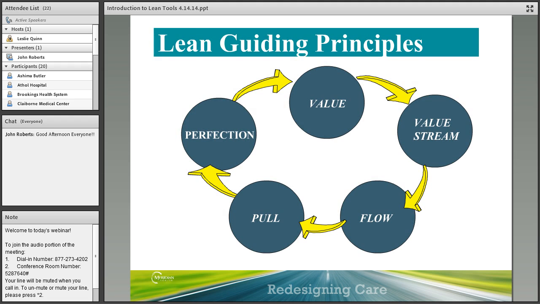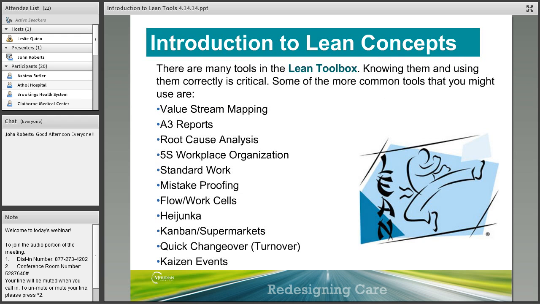So again, our guiding principles in Lean are just looking at value. We want to make sure we're providing the best value we can to our patients. To be able to do that, we need to identify the value streams in our organization that are producing that value. To do that, we have to look at flow and pull, and again, constantly perfecting our processes as we move forward in our organizations.